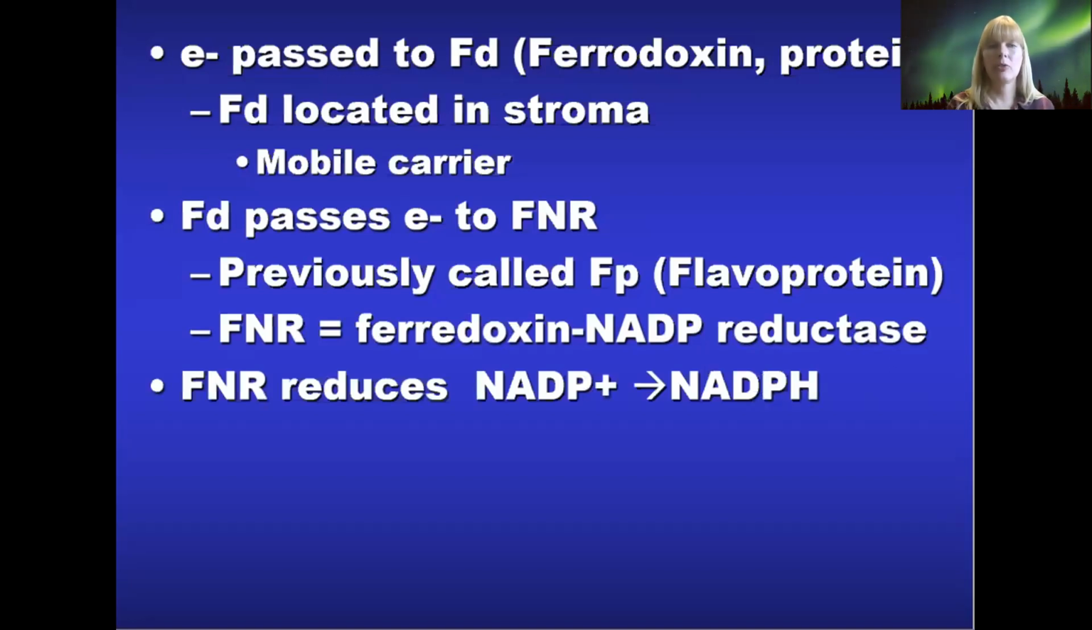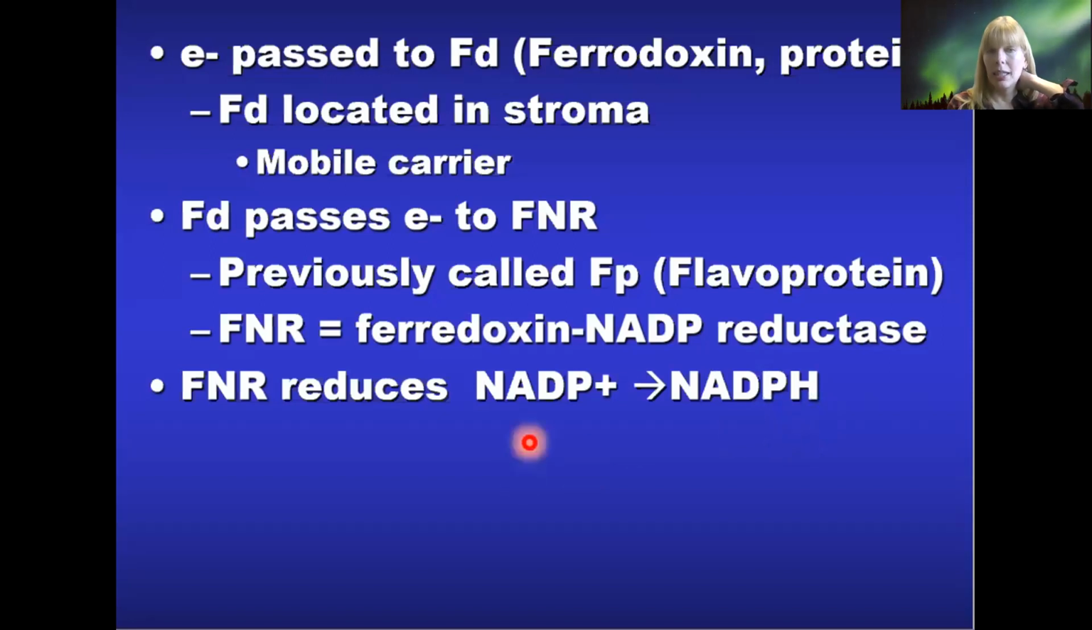It's going to then find NADP+ in the stroma and say, hey, you're the ultimate final electron acceptor in this whole process. Here you go. Here are some electrons. And once NADP+ accepts that, you can denote that it's been reduced by writing NADPH. Right? So now it's been reduced.